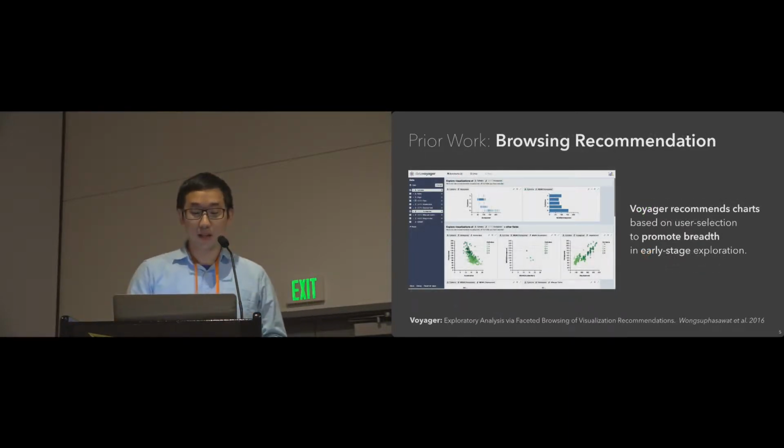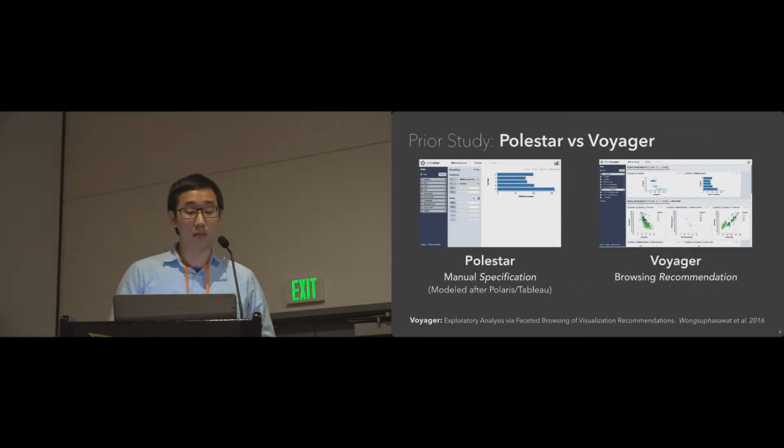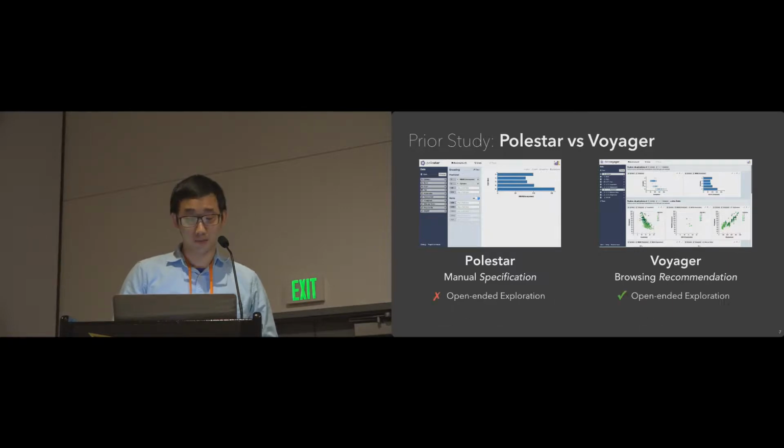To help promote breadth in early-stage exploration, our pilot system called Voyager shows recommended visualizations based on user selection, allowing analysts to explore data without the need to manually create views. To evaluate this recommendation approach, in this prior work, we conducted a user study comparing Voyager with Pulsar, a visualization tool modeled after Tableau. In this study, subjects conducted exploratory analysis on previously unseen data.